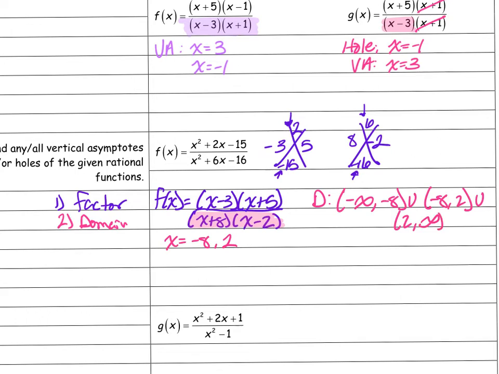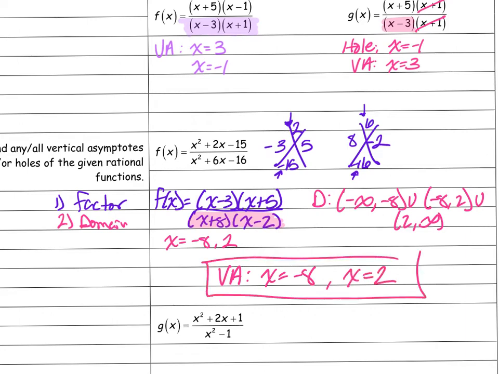Okay, there's my domain. And then step 3 says, does anything cancel out? Nope, nothing cancels out. So that means I have a vertical asymptote at x equals -8 and one at x equals 2. Okay, and there we go. There's my answer.